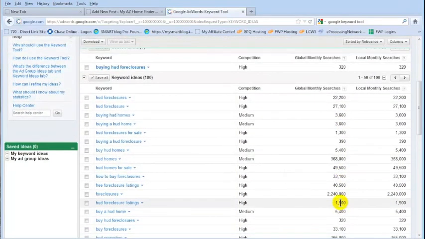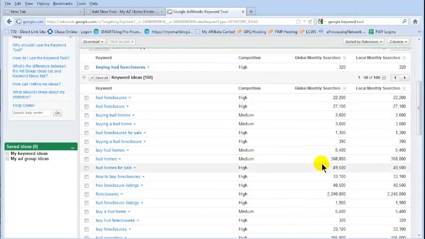They're not exactly, there wasn't 2.2 million searches last month for foreclosures. It's close to that. Google doesn't actually say this is exactly what the numbers are, but you can get a sense that for the search foreclosures, there were a lot of people looking for that specific term last month. So what you want to do is kind of slide down here.